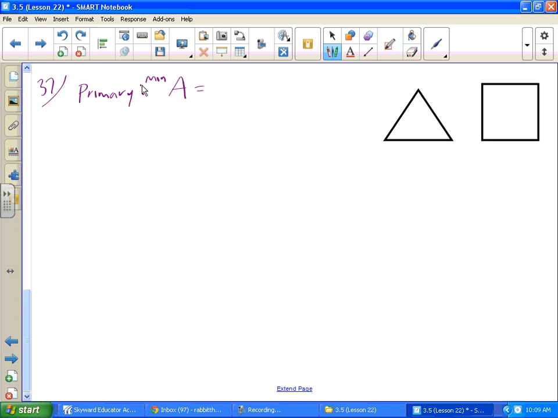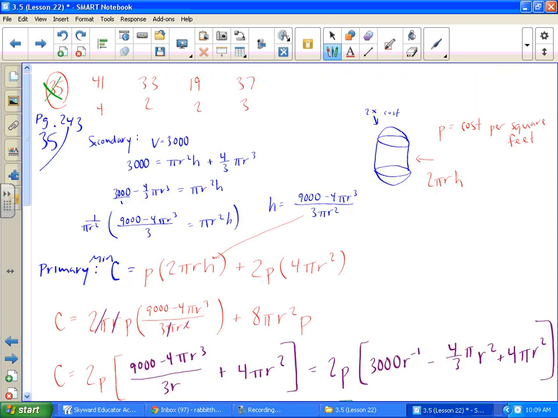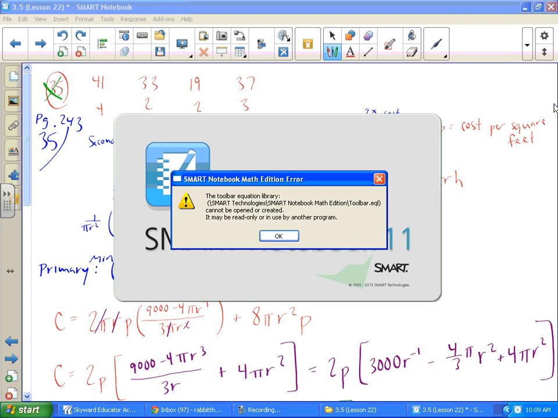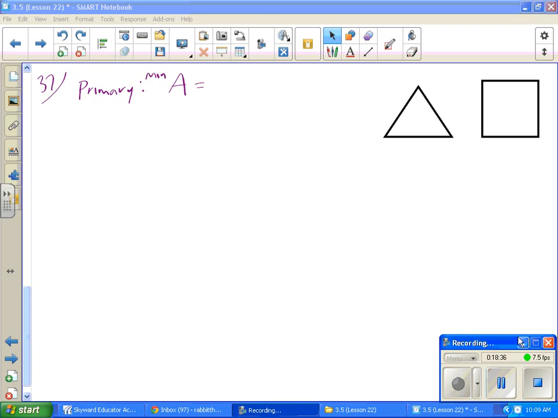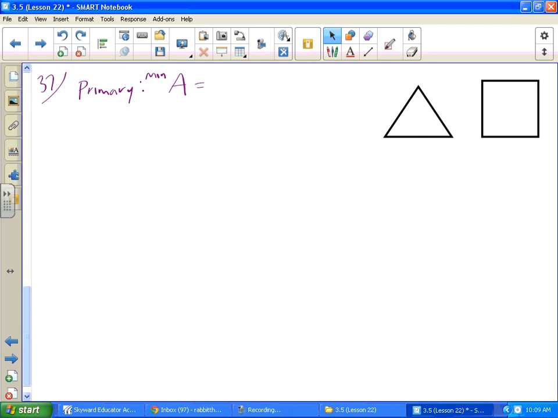Okay, it says the sum of the perimeters of an equilateral triangle and a square is 10. I was doing this one this morning too. Okay, so my primary equation is the area. We've got the equilateral triangle and square have a perimeter of 10. So let's say we let the sides of this be x and the sides of this be y.